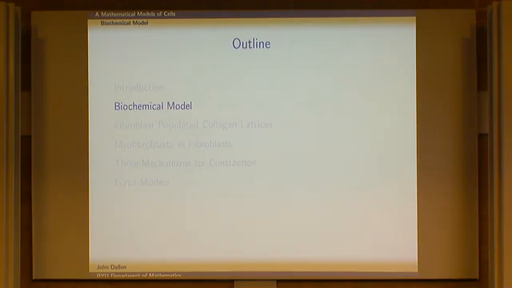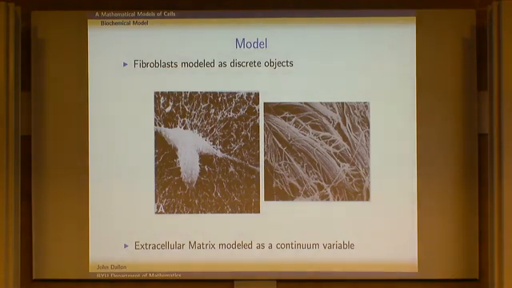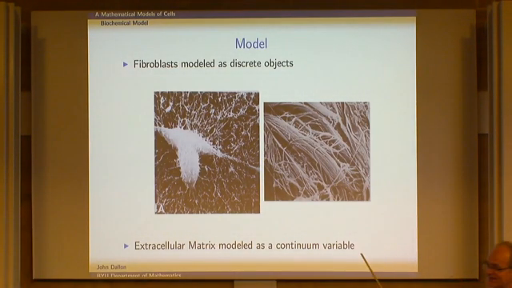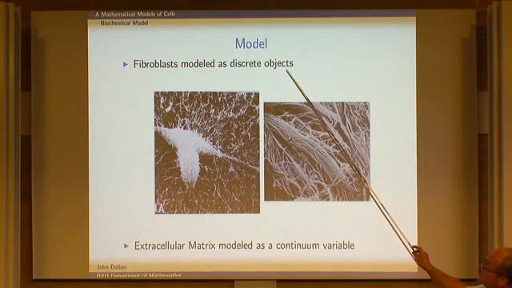Okay. So the biochemical models. The biochemical models have two components mainly, although it'll get complicated in a minute because I want to understand anti-scarring therapy, which means I have to add a lot more. But for now, let's just think about the two main things, which are fibroblasts, which are discrete elements.